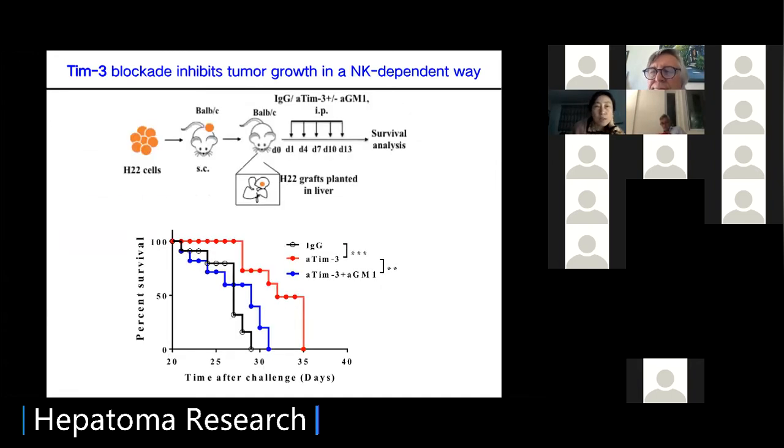So since TIM3 can be expressed on both, for the last, we did the survival assay of the mouse. You can see here when you use the TIM3 antibody, the survival of the mouse lasted longer. But when you deplete the NK cells with the antibody anti-GM1, then you can see the effect is inhibited. That means TIM3 can inhibit tumor growth in an NK-dependent manner.